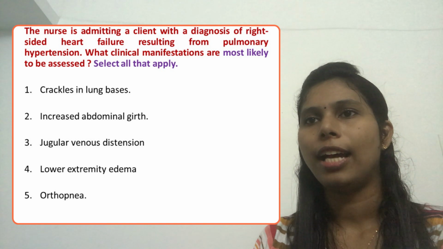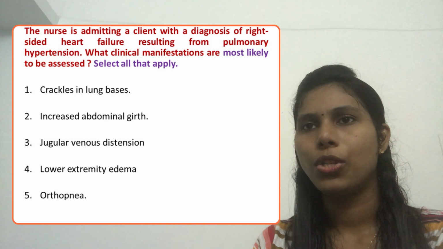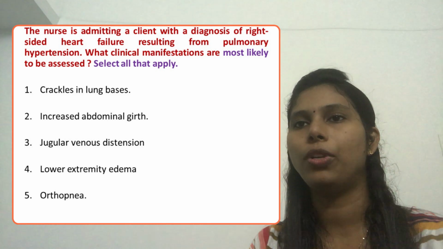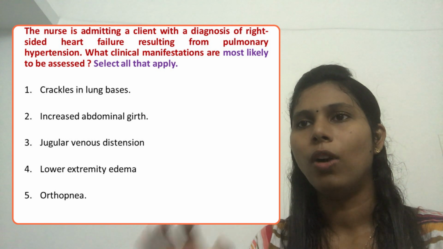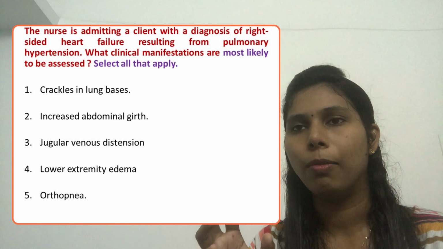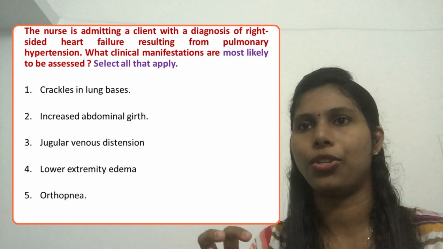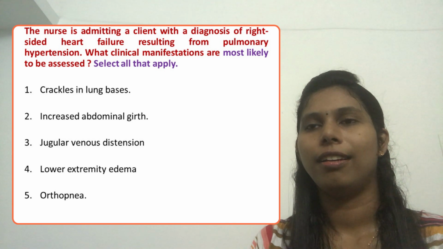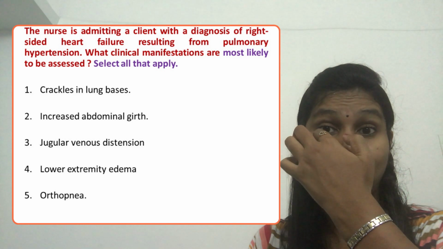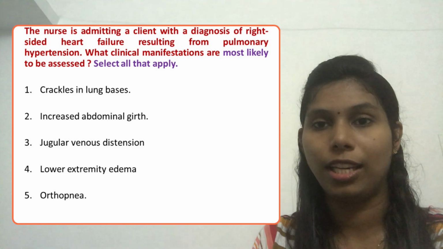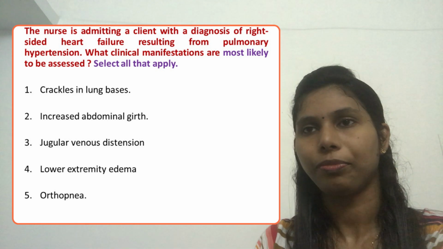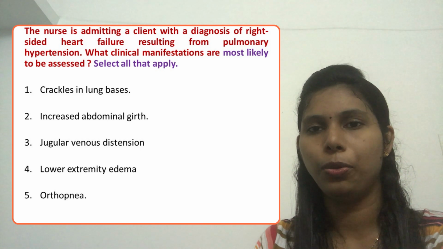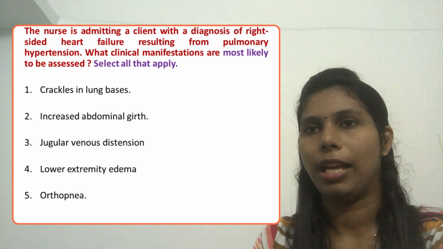The nurse is admitting a client with a diagnosis of right side heart failure resulting from pulmonary hypertension. What clinical manifestations are most likely to be assessed? Select all that apply. Again, it's a select all that apply question. Why I discuss more questions of the select all that apply type is because the students are getting more questions in this pattern. So if you practice more, this type of question will definitely help you to pass your exam.